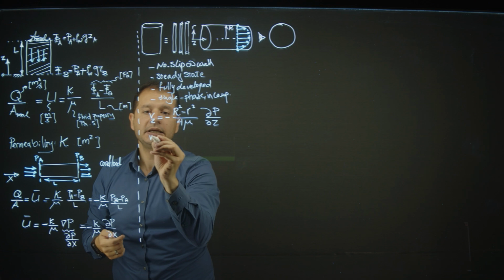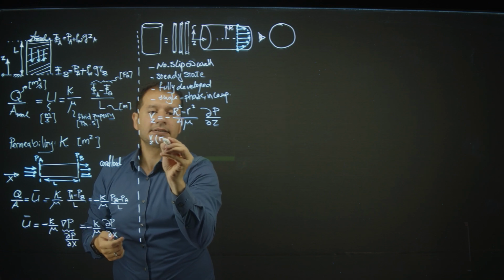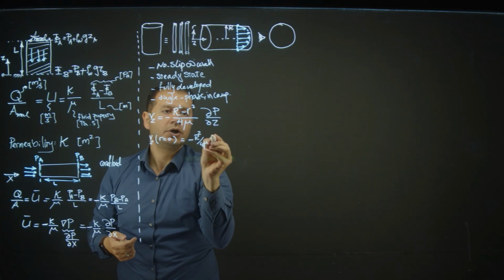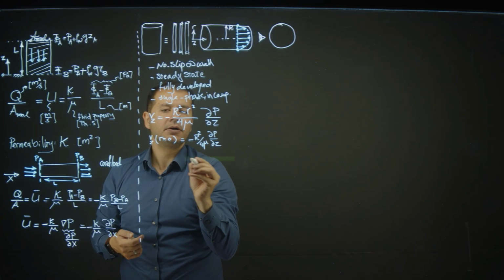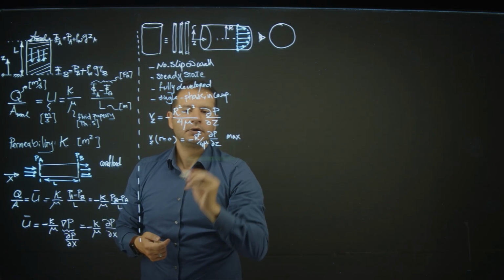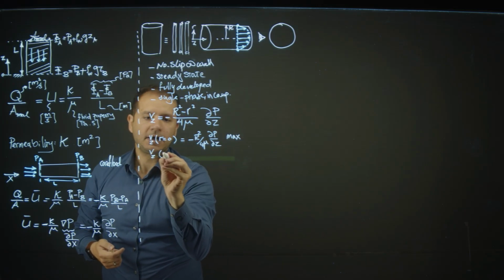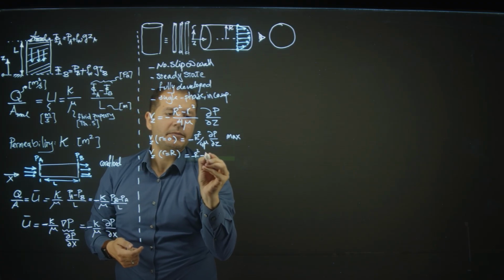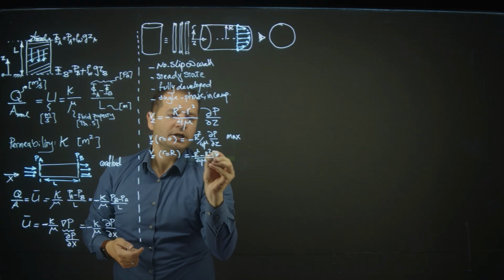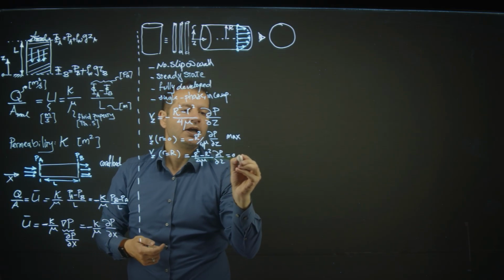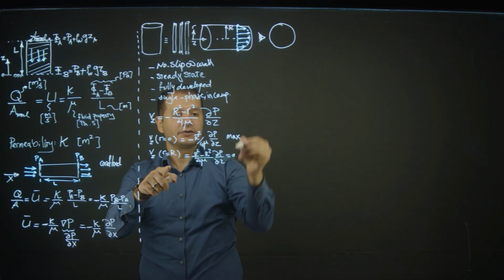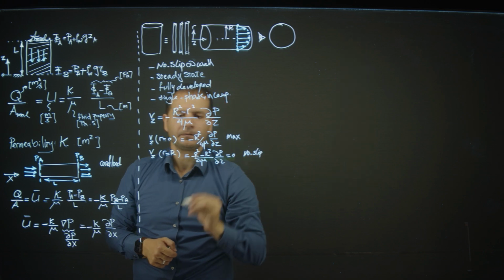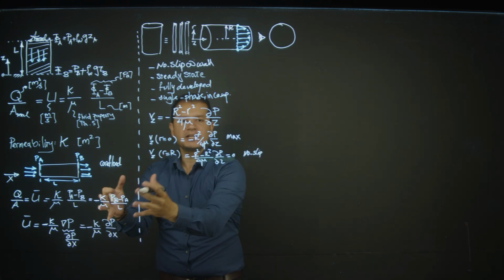For example, velocity at radius r equal to 0 will be minus R² over 4μ times the gradient dP/dz, which is the maximum velocity. Velocity at r equal to capital R will be R² minus R² over 4μ dP/dz, which is actually 0. And that's exactly at the wall. At the wall, velocity should be 0. That's the no-slip condition.